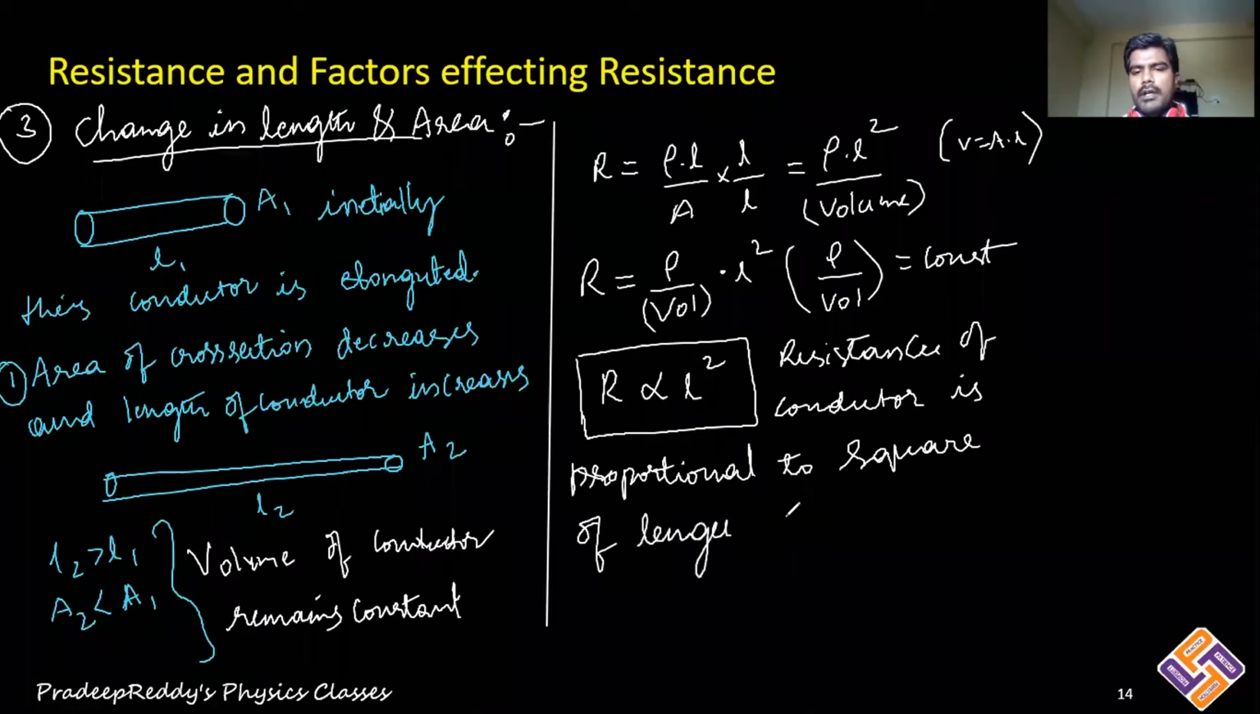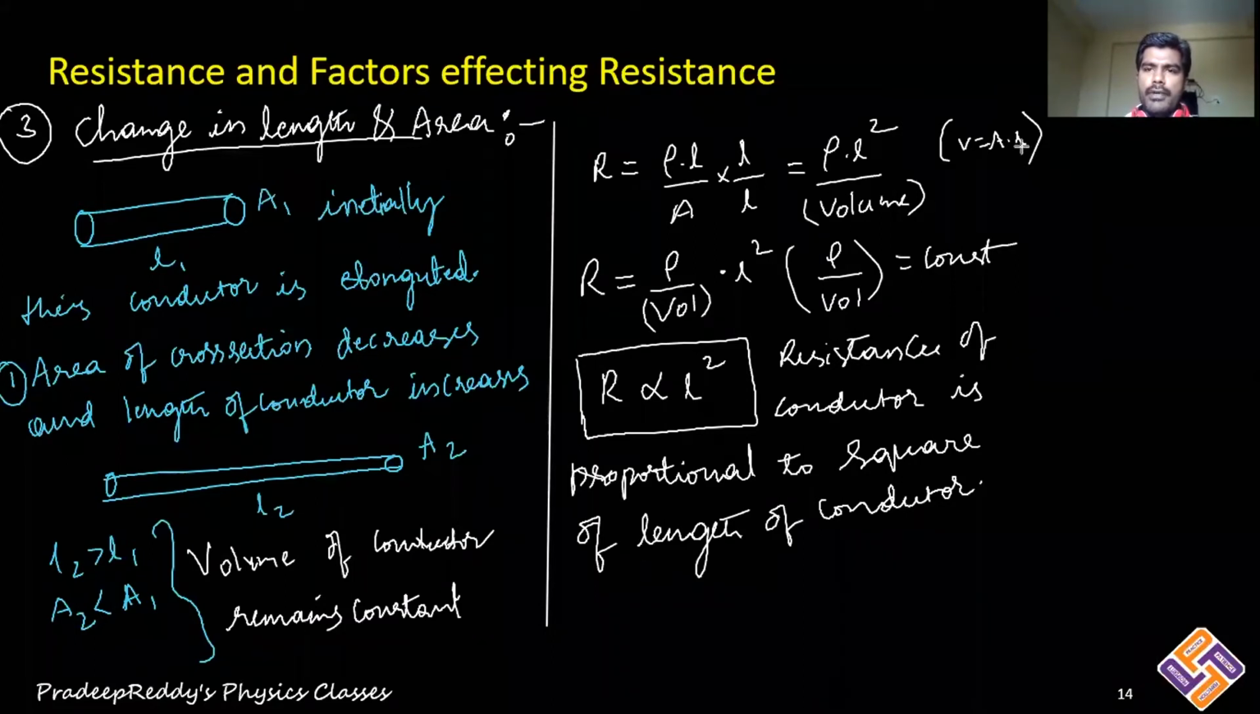Resistance is proportional to the square of the length of the conductor. So if you are squeezing or elongating the same material, in such a case you should not use R proportional to L. You should use R proportional to L square. Then in this case, how will you handle this? How will you solve this problem?